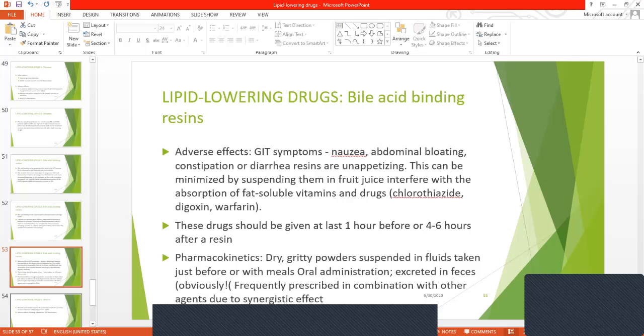Side effects. Common complaints include constipation and abdominal bloating, which are usually relieved by increasing the dietary fiber. Resins should be avoided in patients with diverticulitis. Heartburn and diarrhea are occasionally reported. In patients who have pre-existing bowel disease or cholestasis, steatorrhea may happen.